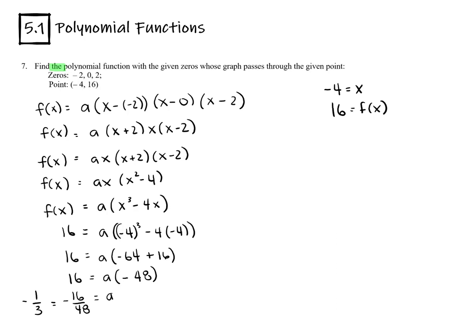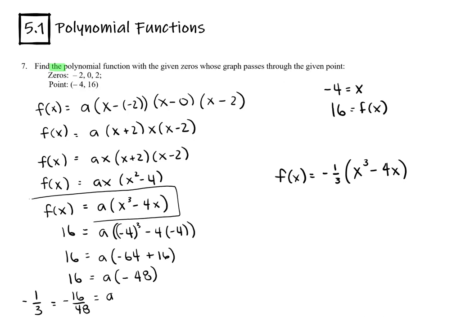Let's rewrite my polynomial. My f of x is going to be -1/3 times x to the 3rd minus 4x. I'm pulling that from right here, but plugging in my value for a.